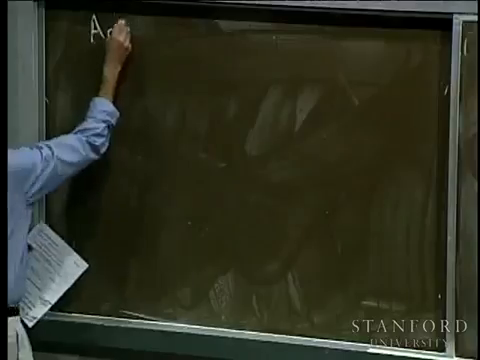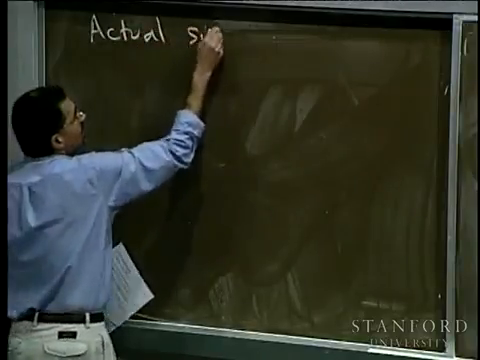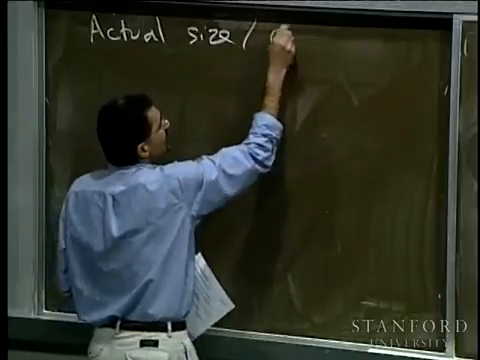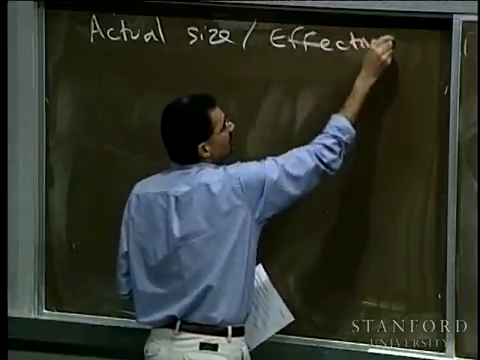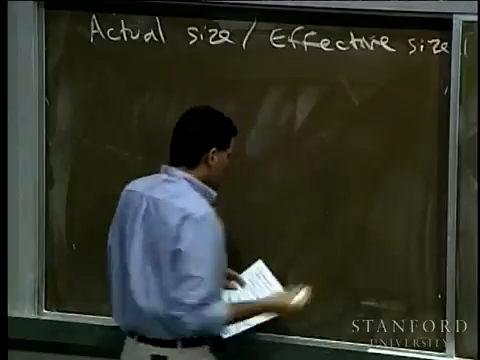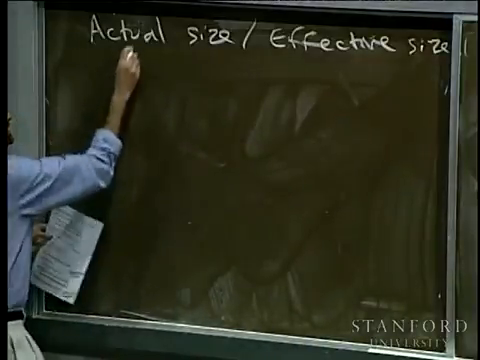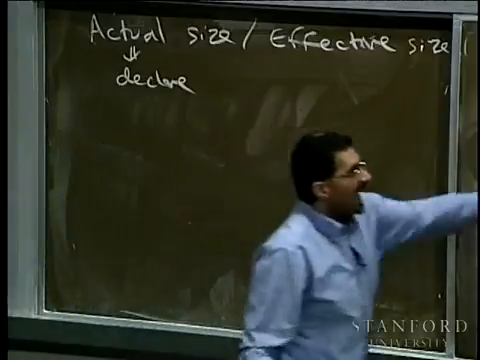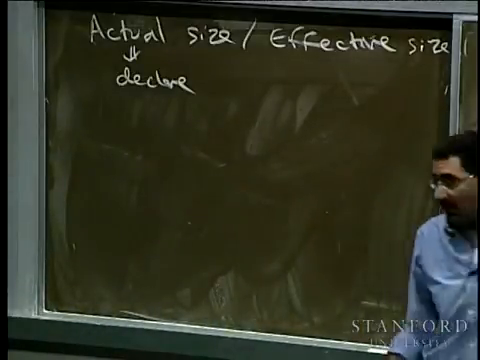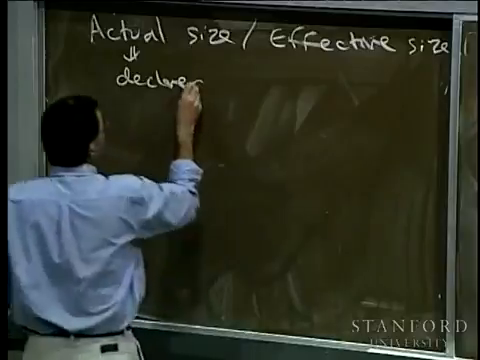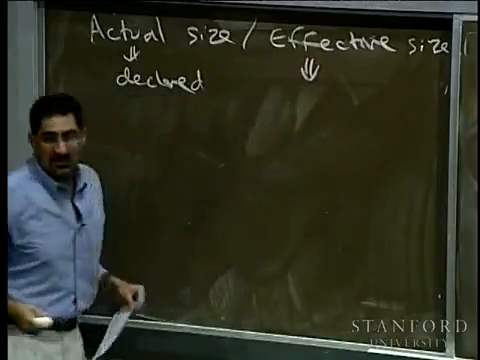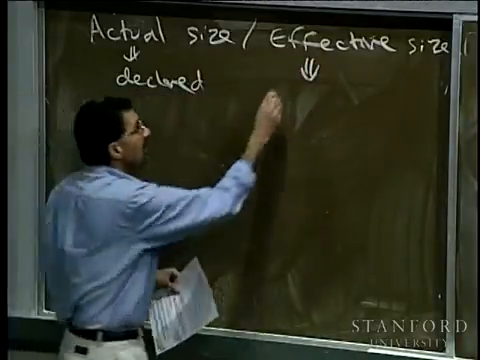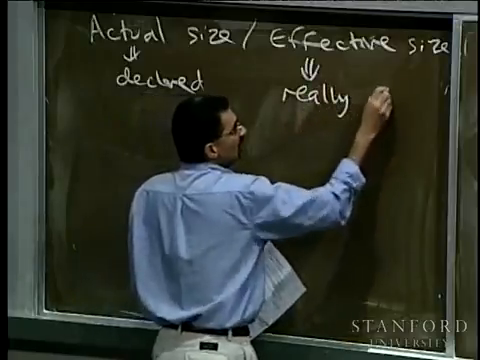There's this notion of the actual size of the array versus what we refer to as the effective size of the array. Okay? The actual size of the array is how big I've declared the array to be. So when I set up my array here, the actual size is 5. It's how big it's declared. The effective size is how much of it I'm really using in my program. So the idea is how much are you really using?